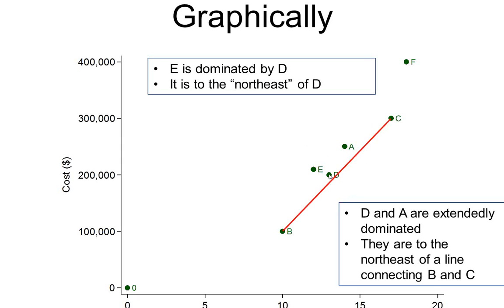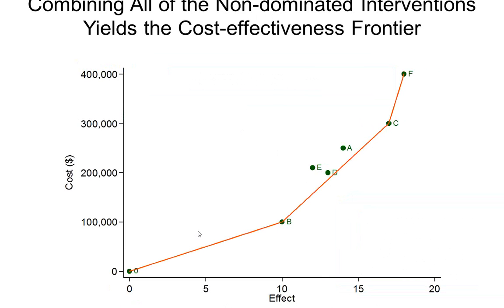Again, anything up here to the northwest is not cost effective. And in fact, we can draw a line for all of the non-dominated interventions. And this now becomes what economists call the cost effectiveness frontier. So in other words, interventions that are on the frontier are those that should be considered under a setting of cost effectiveness.